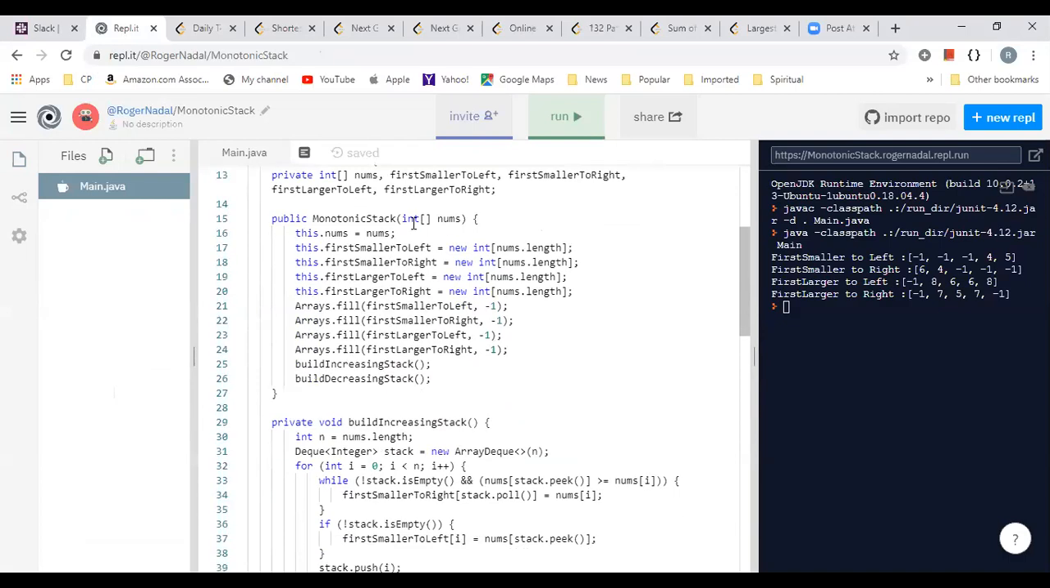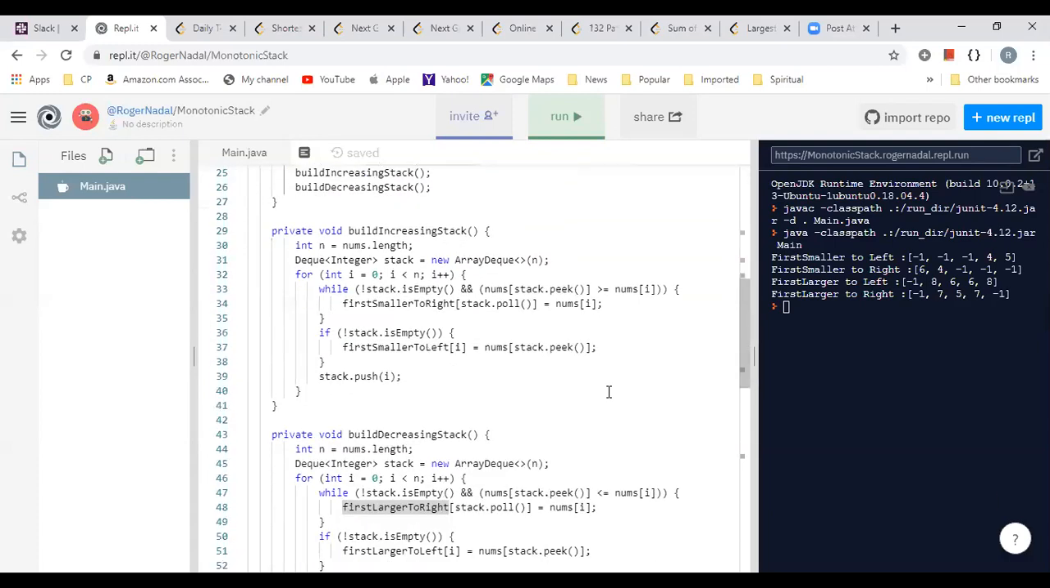What we are doing, we are going to calculate these 4 values: smaller to left, smaller to right, larger to left, larger to right. We pre-filled everything with -1. And then I am building an increasing stack and I am building a decreasing stack. So my idea is, when I build the increasing stack, the values for first smaller to left and first smaller to right will get pre-filled. And then same with the decreasing stack, these two will get updated. So this is boilerplate code, just preparing things.